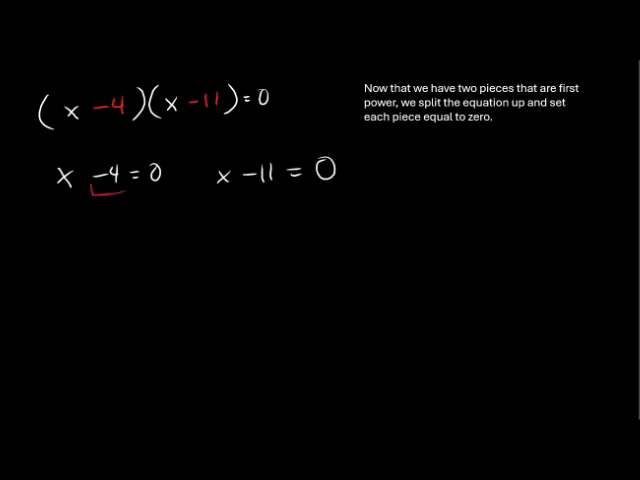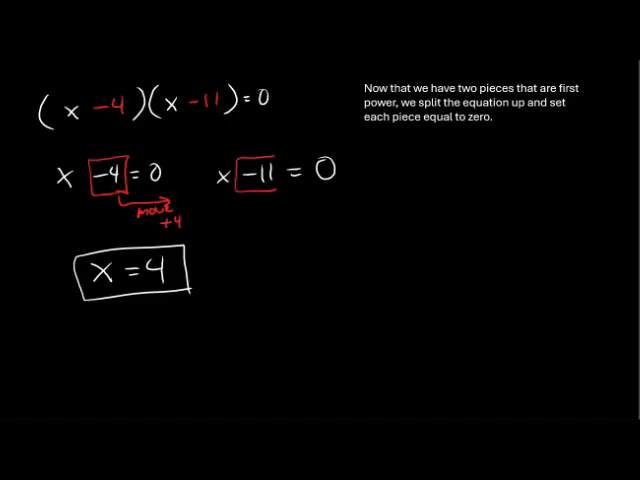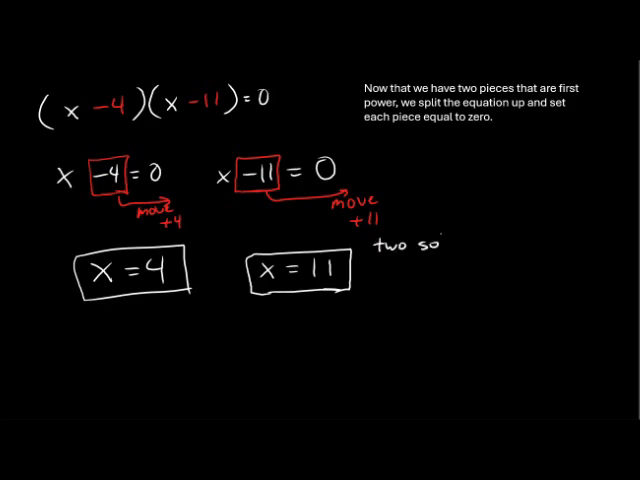We will move our negative 4 over to the right and make it positive 4. This will give us x equals 4, and this will be our first solution. We'll do the same thing with negative 11. We'll take it from the left side and move it to the right, and when we move it, it will become positive 11. And we'll have x equals 11 for our second solution. Therefore, x equals 4 and x equals 11 will be our two solutions for this problem. Most of the time, when you're dealing with a second power equation, you can expect two solutions.